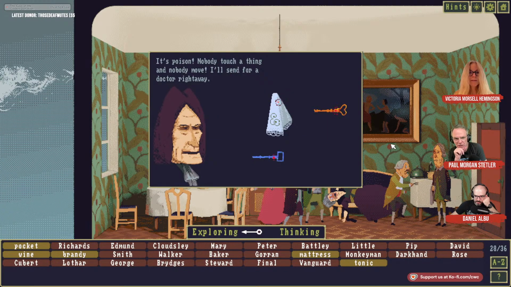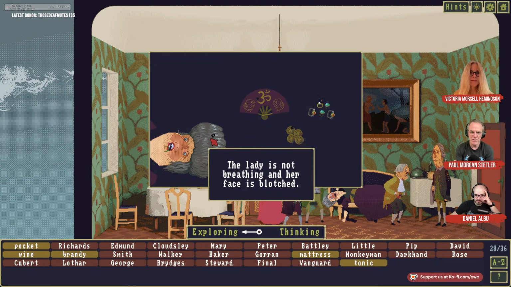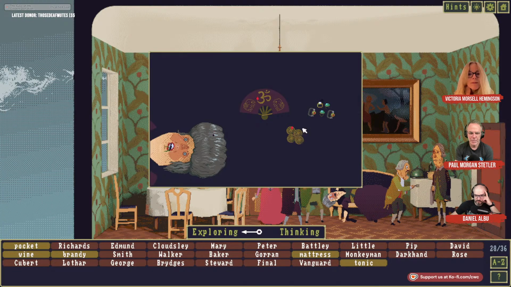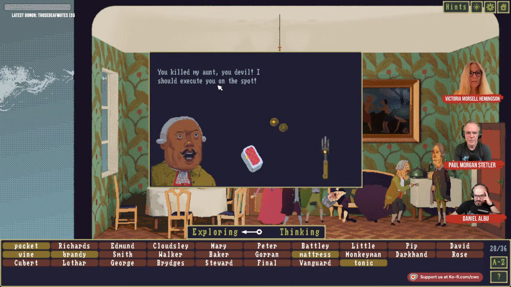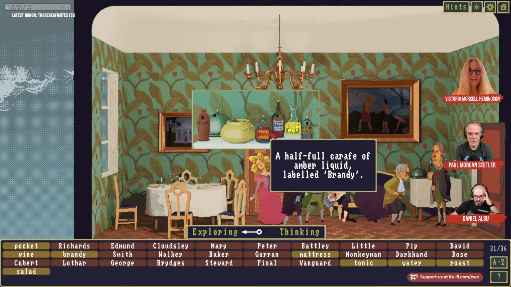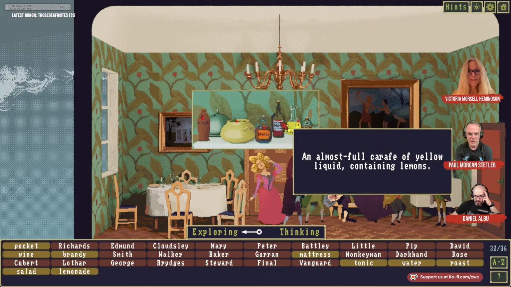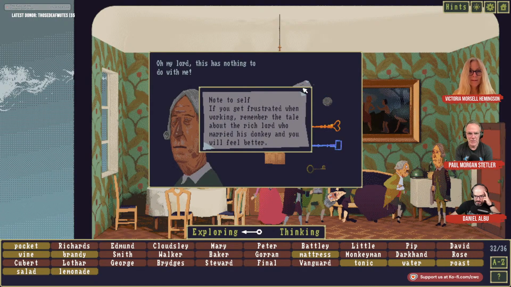Handkerchief. Got a key. More keys. Only have 28 things. Oh, we finally have our... and yeah, it's not the breathing lady, and her face is blocked. A fan. 4 pounds. Rings with various gemstones. Lots of murders in the Cloudsley household. Killed my aunt, you devil. I should execute you on the spot. With a pack of cards. And 2 pounds. And a fork. Oh, jeez. An opaque bottle labeled water. A roast. Salad bowl. Brandy. Almost full carafe of yellow liquid containing probably limoncello. Peptic tonic. 4 more. Jeez.